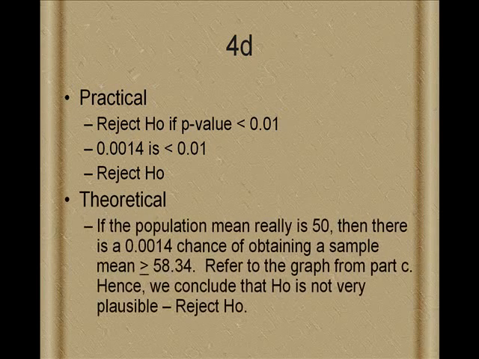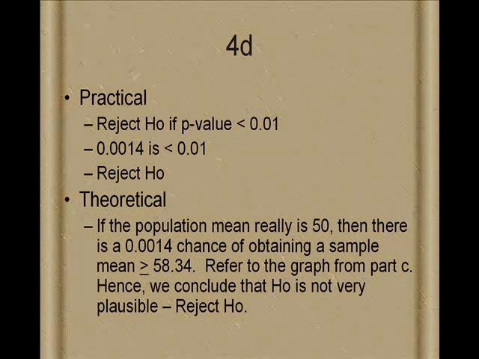In a more theoretical explanation, if the population mean really is 50, then there is a 0.0014 chance of obtaining a sample mean greater than or equal to 58.34. If you look at the graph on the previous page, you'll see the population mean is 50, the sample mean is 58.34, and if we get greater than or equal to 58.34, we have a probability of 0.0014. Hence, we're going to reject H0 because getting a statistic, a sample mean in this case, of 58.34 or greater will almost never occur when the population mean really is 50, and that's what we had in our H0. Again, therefore we reject H0.